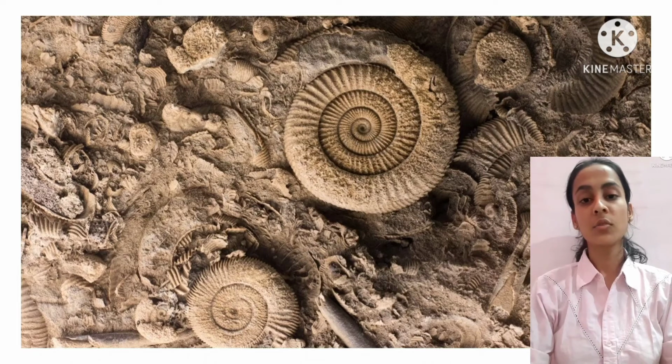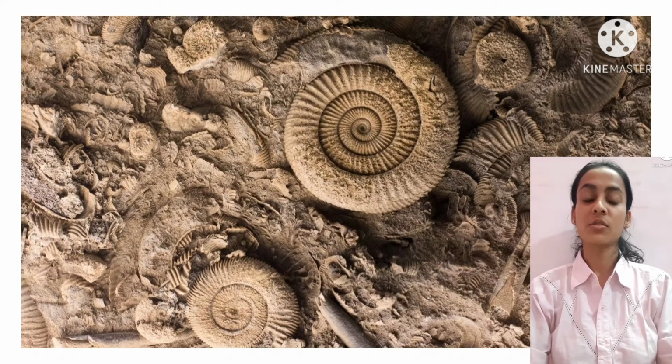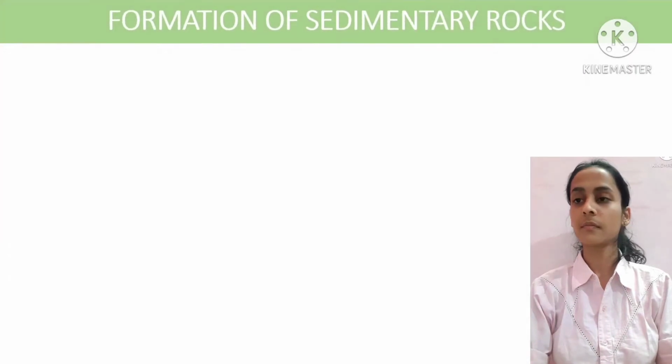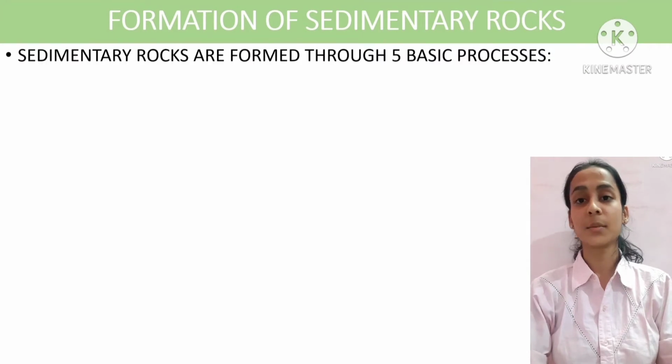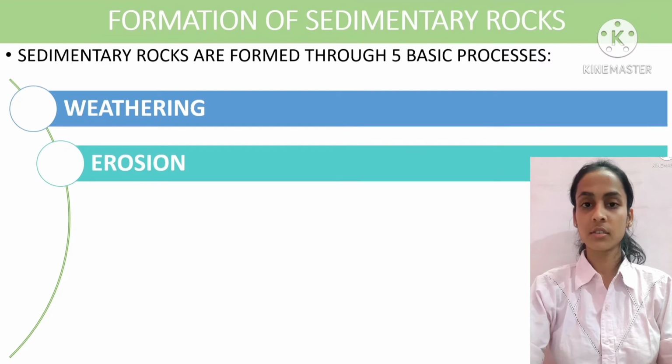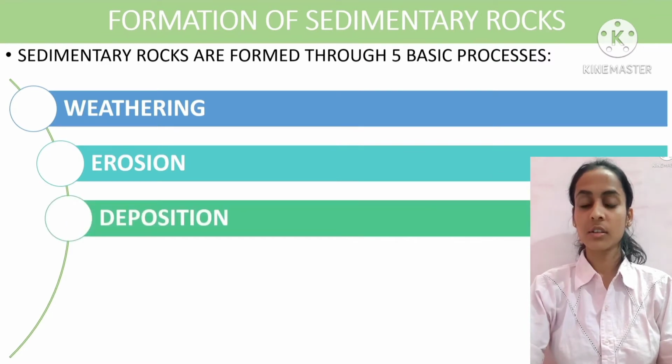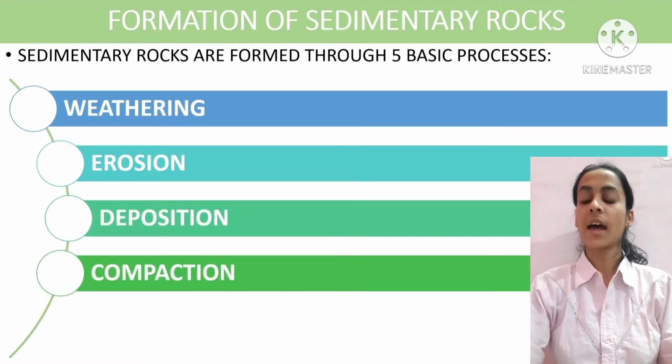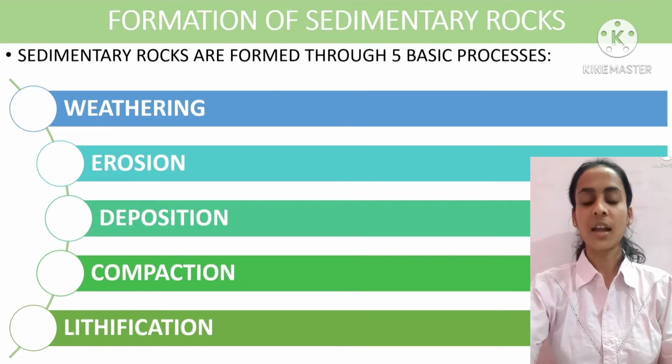Now let us look into the processes that lead to the formation of sedimentary rocks. There are 5 basic processes. The first one is weathering, the second one is erosion, the third one is deposition, the fourth one is compaction, and the fifth one is lithification. Let us look into these processes individually.